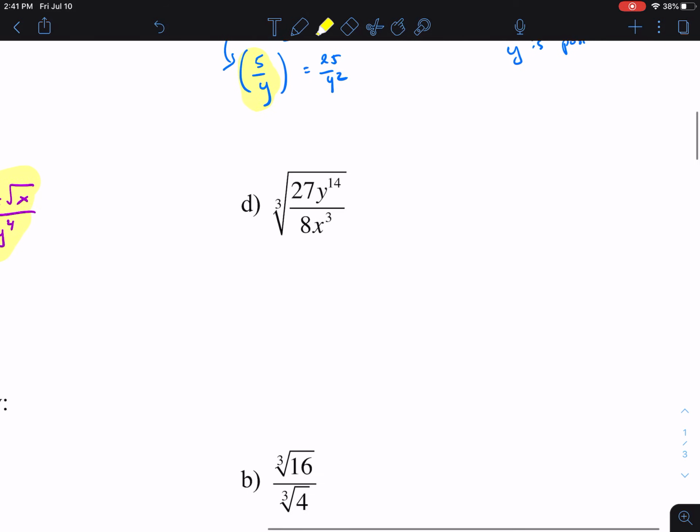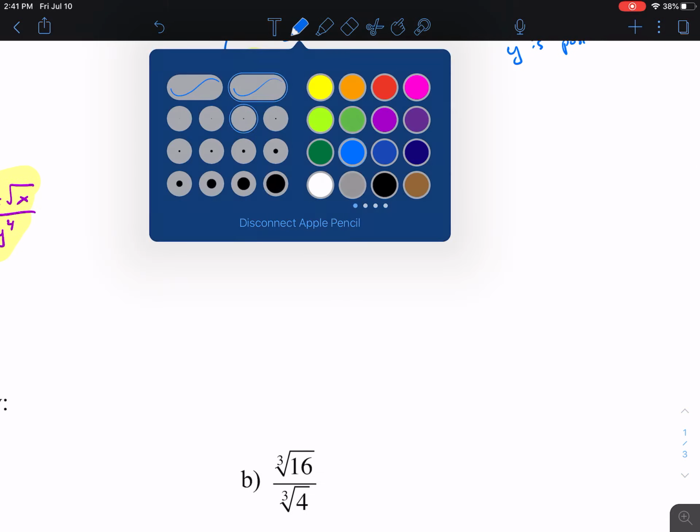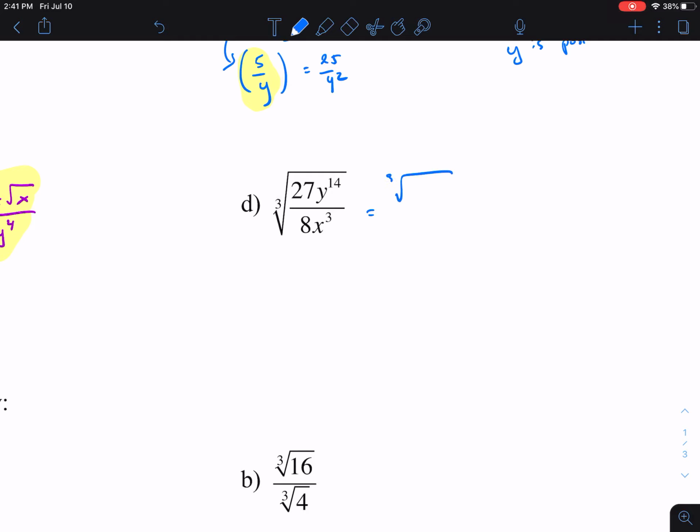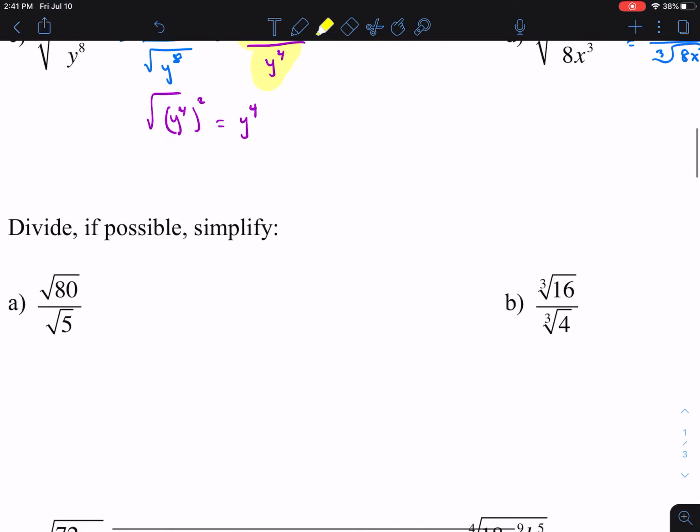Let's do the cube root. With the cube root, we can do the same thing. The cube root of 27y to the 14th over the cube root of 8x to the third. Then we get 3 on the numerator for the cube root of 27. For y to the 14th, we can use a shortcut. 3 goes into 14 four times with remainder 2, so that's y squared inside. Down here we have 2x. Right, so that's the simplified answer.